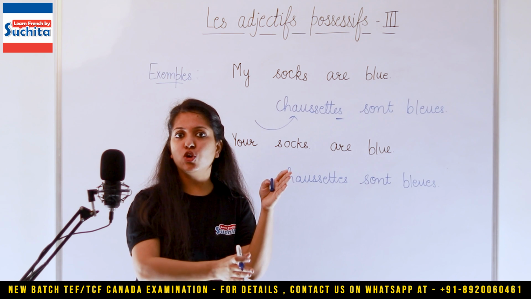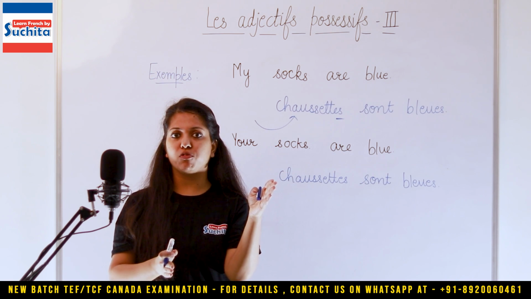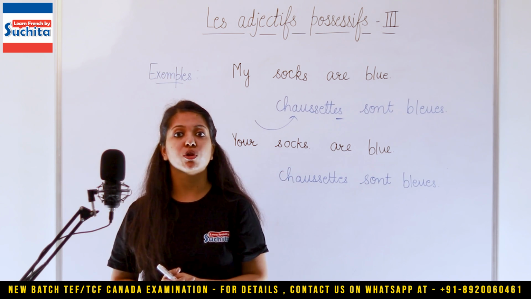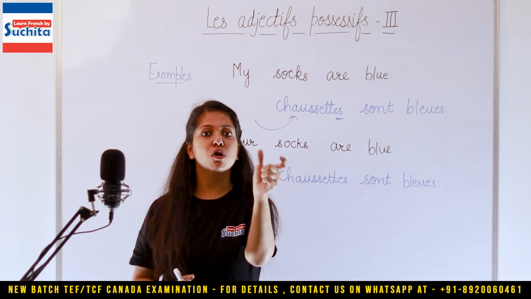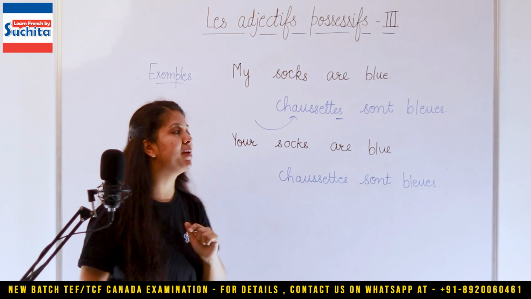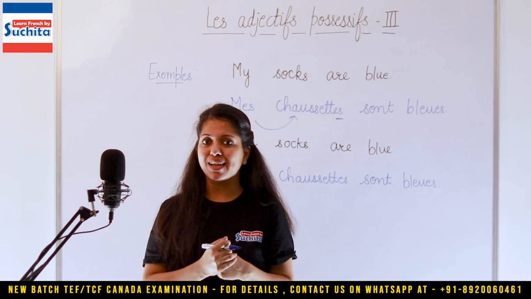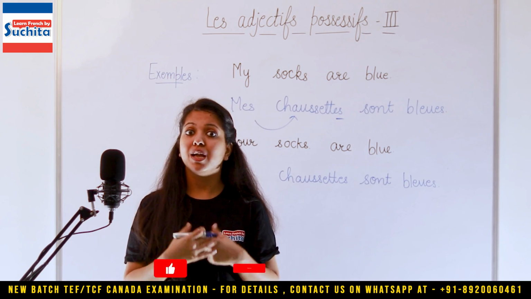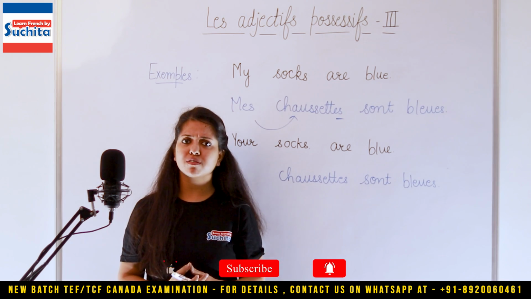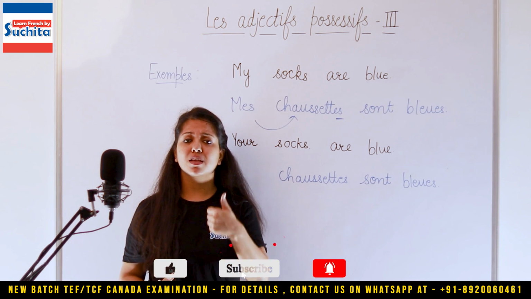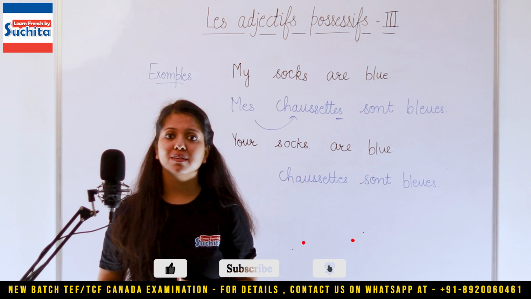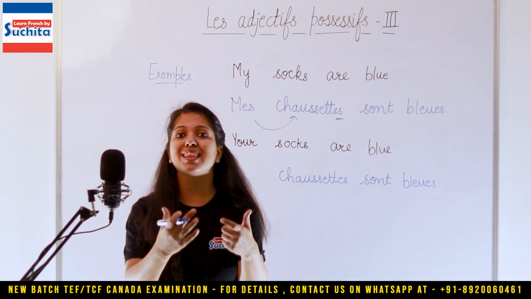So, we'll forget the column of masculine singular. We'll forget the column of feminine singular. We'll move to plural. So, for plural, you had mon, ma, mes. You had mes. Très bien. So, you say mes chaussettes sont bleues. However, if you want to say your socks are blue. Again, three ways: ton, ta, tes. Plural. You have tes chaussettes.